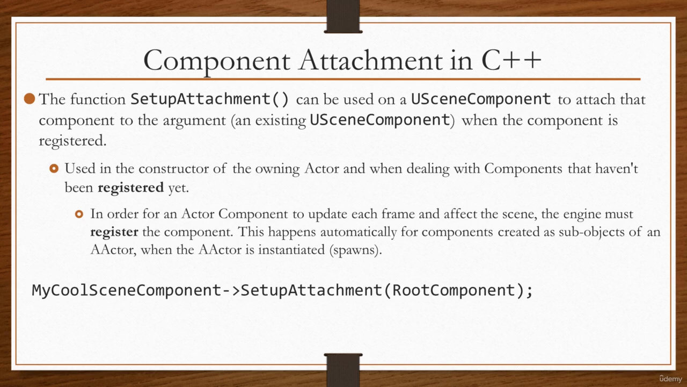For now, all we are concerned with is how we can do the attachment. In this example, I have some pointer to a scene component named myCoolSceneComponent. From that pointer, we do SetupAttachment, and we pass in a root component, so whatever the root component is, we want to attach myCoolSceneComponent to that.